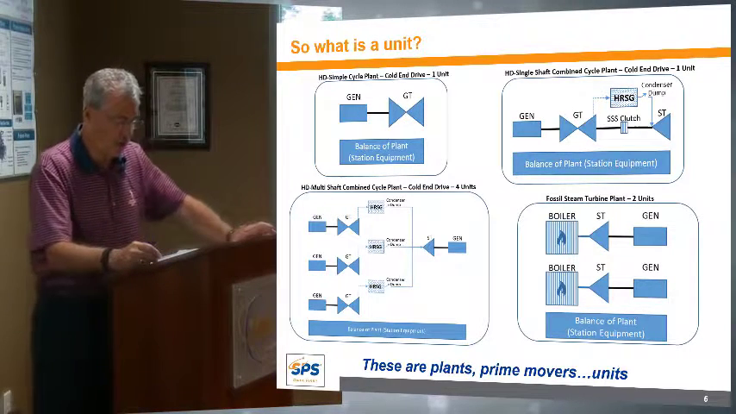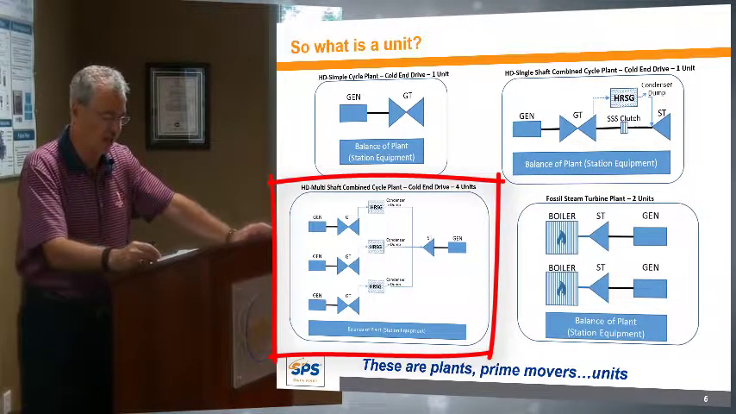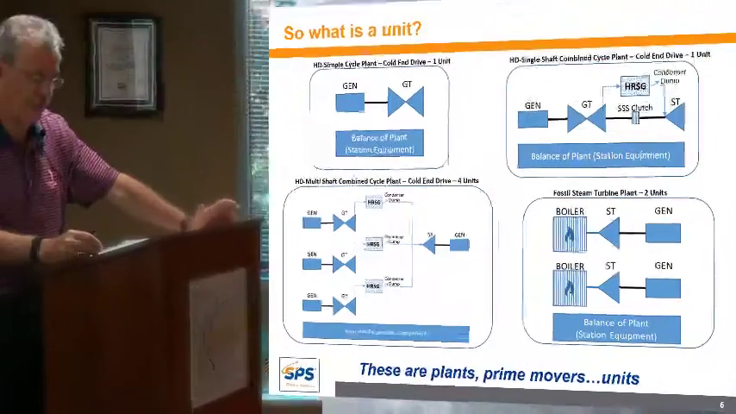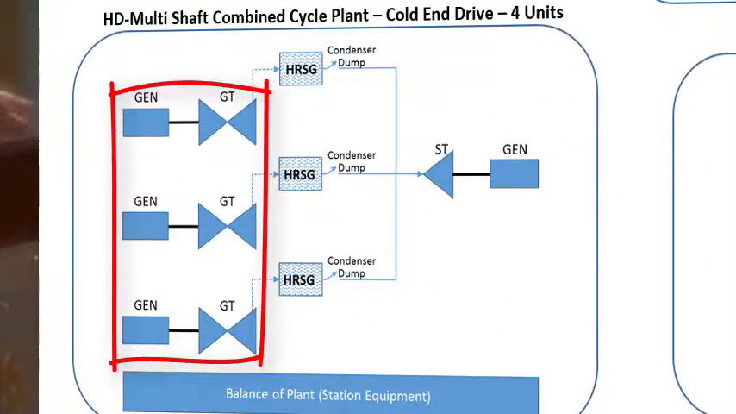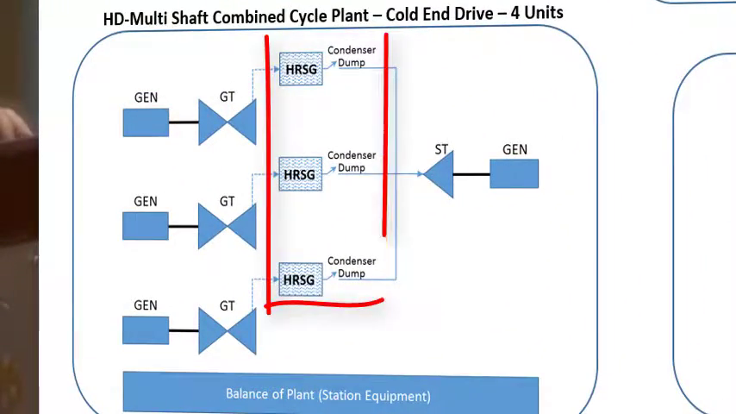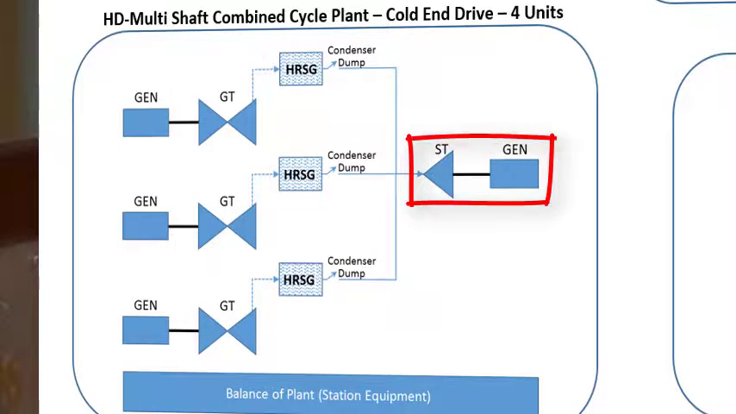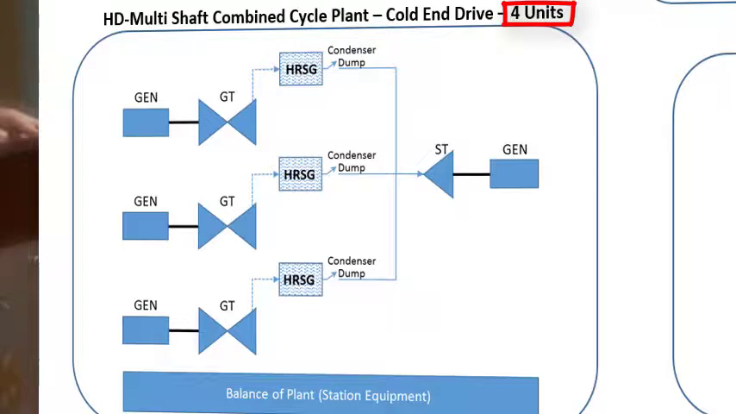The arrangement on the lower left is a 3-on-1 multi-shaft combined cycle. 3 gas turbine generator sets, 3 heat recovery steam generators with a condenser dump, and a single steam turbine generator. Once again, notice the cold end drive gas turbine generator. In this arrangement, there are 4 units. Why 4? 3 gas turbine generator sets and 1 steam turbine generator.